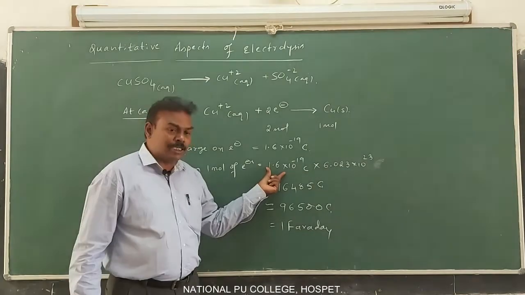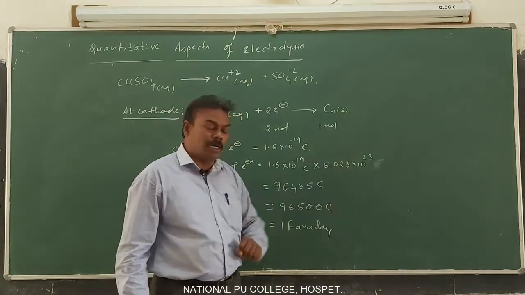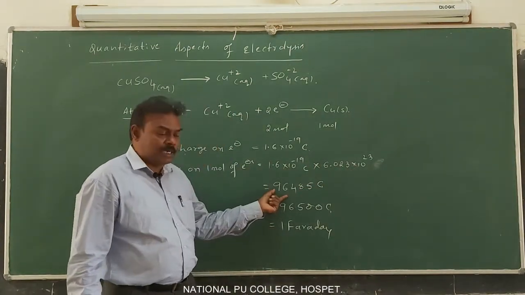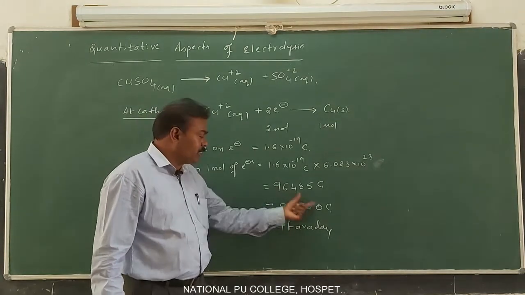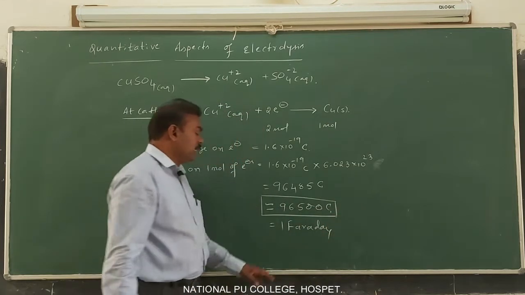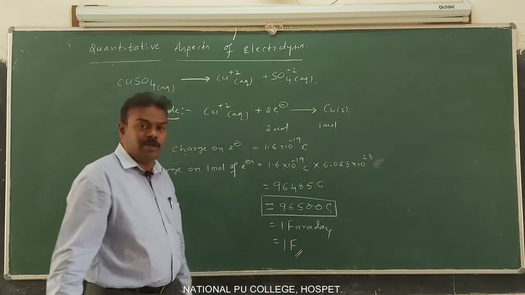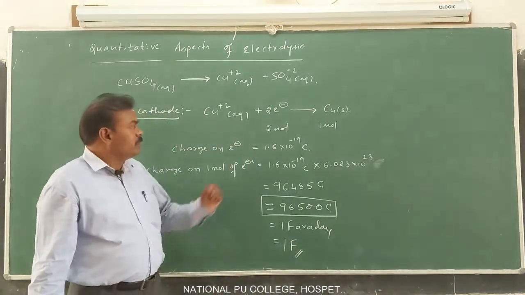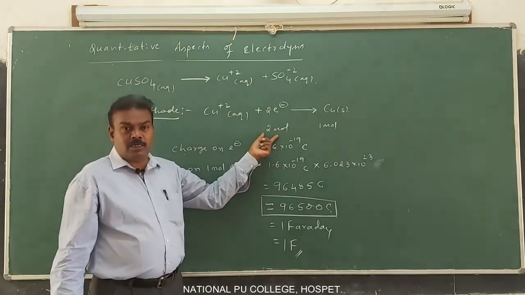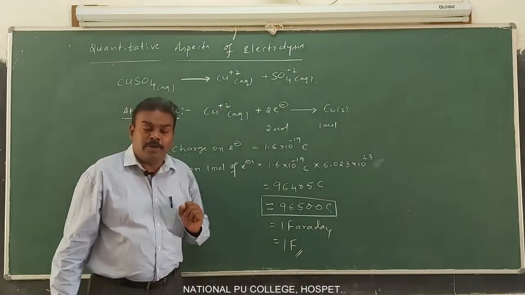This is the charge on the electron, multiplied by the mole value, 6.023 into 10 to the power 23 electrons. This is the exact value and this is the approximate value, and finally we consider 1 Faraday equal to 96,500 coulomb, given by the notation 1F. Now in this reaction, when 2 moles of electrons are supplied through the wire, 1 mole of copper will be deposited.